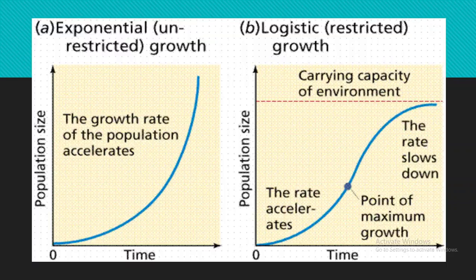Yung exponential growth is unrestricted siya, meaning infinite yung, hindi naman infinite siguro. Basta abundant. When we say exponential growth is unrestricted, we mean to say that yung resources na viable for growth ng population, na kailangan ng population para mag-survive, is abundant siya. So, kaya ang tendency niya is to shoot up over time, padami ng padami.